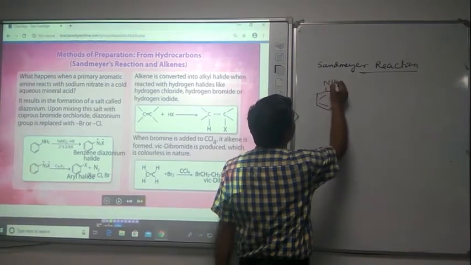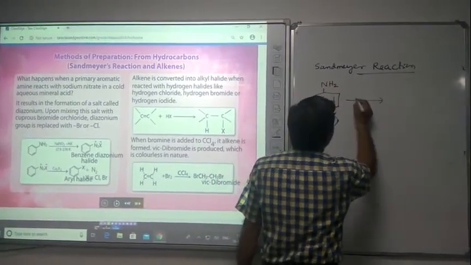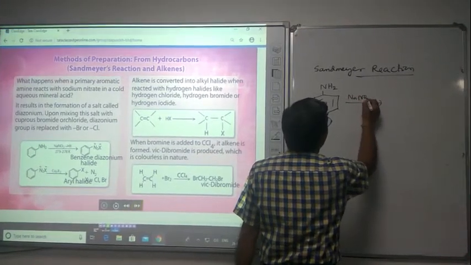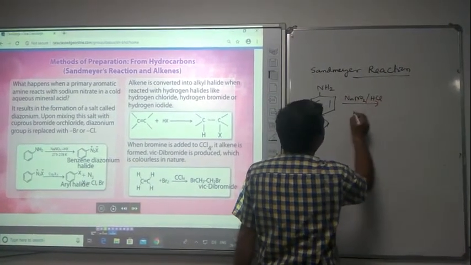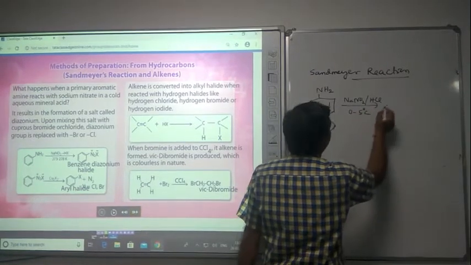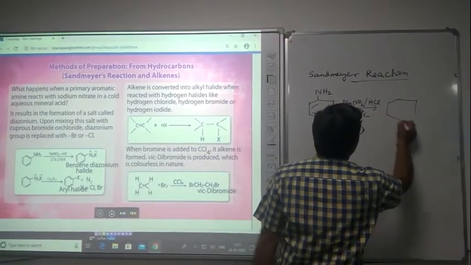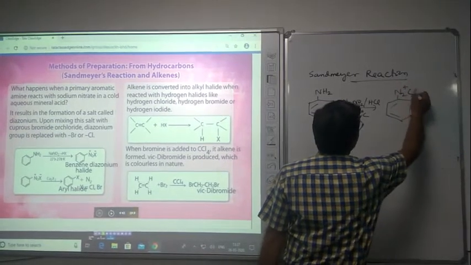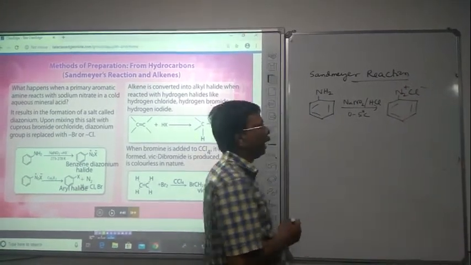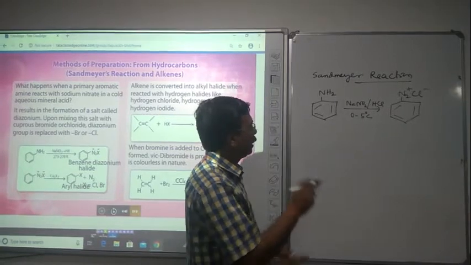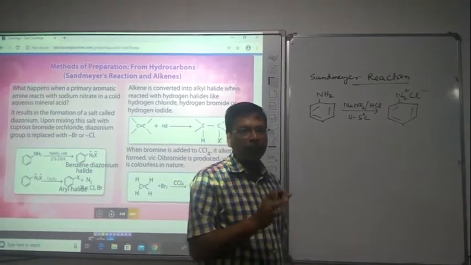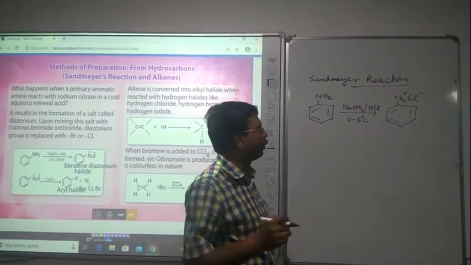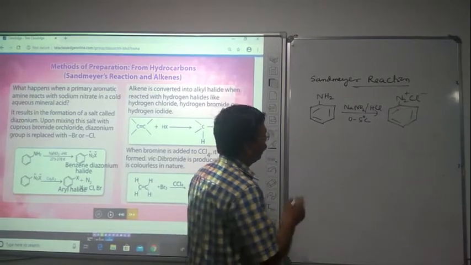This is aniline treated with NaNO2 and HCl. NaNO2, HCl, I am taking particularly mineral acid, 0 to 5 degrees centigrade. We get benzene diazonium salt. Benzene diazonium salt, you can write N2+ Cl−. This is benzene diazonium chloride. Diazo group, there is a multiple bond between nitrogen, N triple bond N, N double bond N, that is the diazo group. So benzene diazonium chloride.